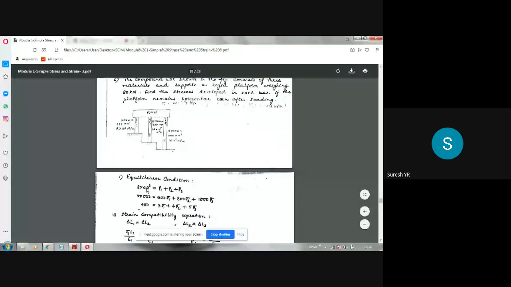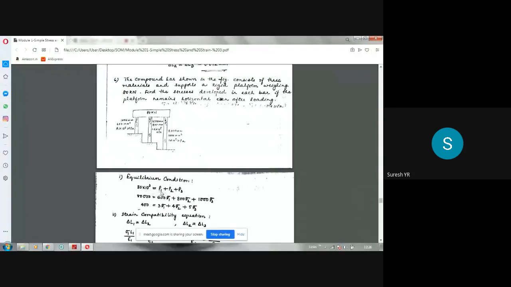This is the equilibrium condition. Now you can replace these forces by the respective stresses. So this becomes 80,000. P1 is sigma 1 A1. A1 is 600 mm square, the area of the first bar. So 600 into sigma 1, that is P1. P2 is 800 sigma 2, the area of the second one is 800 millimeter square. Plus P3 is sigma 3 A3. A3 is 1000, the area of this bar. 1000 sigma 3. Now if you divide and simplify, 200 is a common term, so it becomes 3 sigma 1 plus 4 sigma 2 plus 5 sigma 3 equals 400.